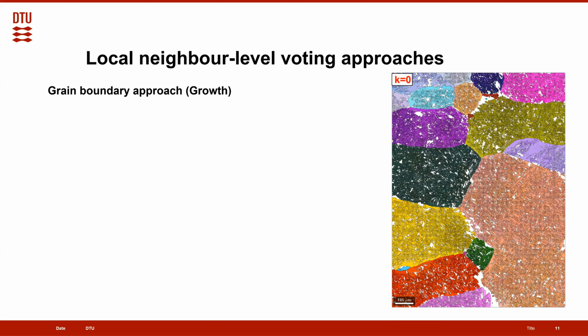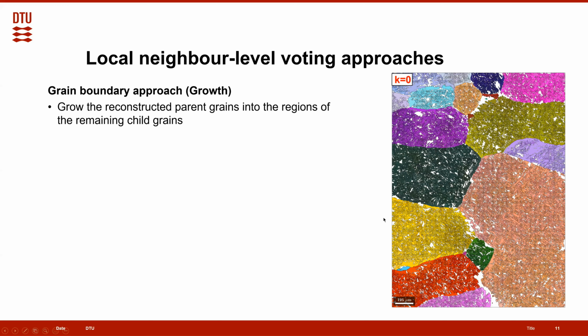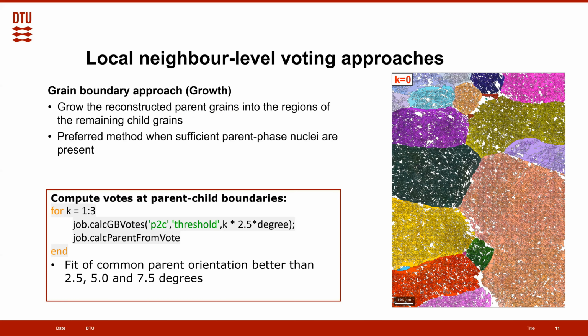And for this, we can use the grain boundary approach. That's also a local neighbor level voting approach. And this one is often termed the growth approach. That's because in this particular example, we're going to grow the reconstructed parent grains into the regions of the remaining child grains. This is a preferred method when sufficient parent phase nuclei are already present beforehand, which is definitely the case here. And in MTEX, we would do this in this way.